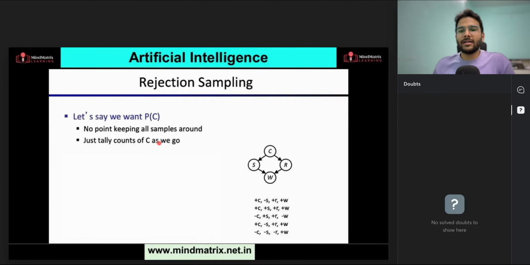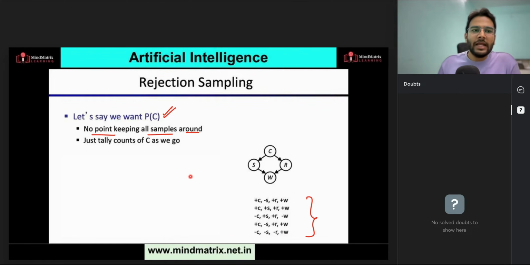So let's understand it step by step. Let's say we want to calculate P of C. It is quite simple. There is no point keeping all samples around, so you can consider all the samples. It is talking about prior sampling, because P of C, P of W, whatever we say, you can consider all the samples.